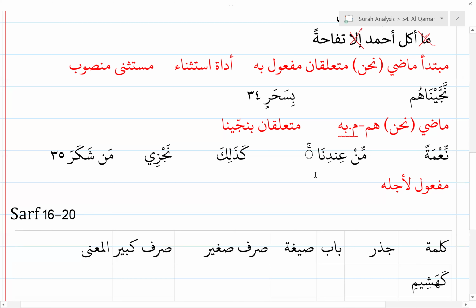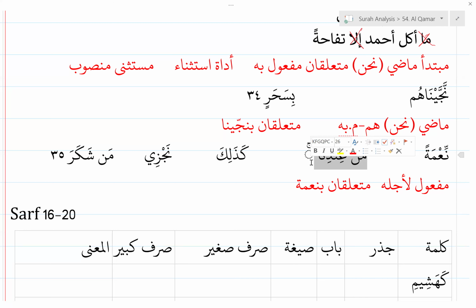Min indina. Min is a harf jarr, indina is mudaf ilayhi. This is muta'alliqan to the fi'l najjayna. Min indi muta'alliqan to ni'mah. So towards the masdar, sister. When it comes to muta'alliqs, you have to be careful to know which thing it is muta'alliq to. Is it hanging on to? Is it attaching itself to?